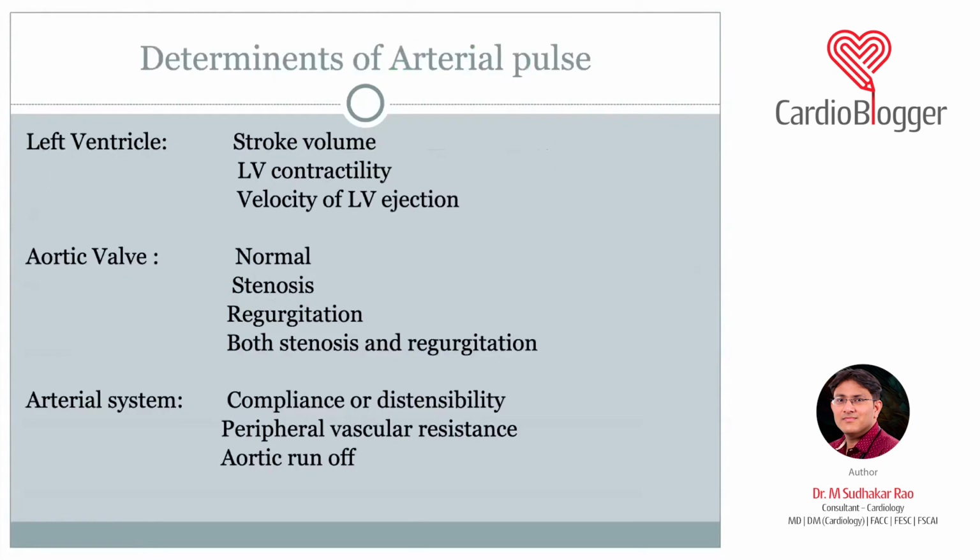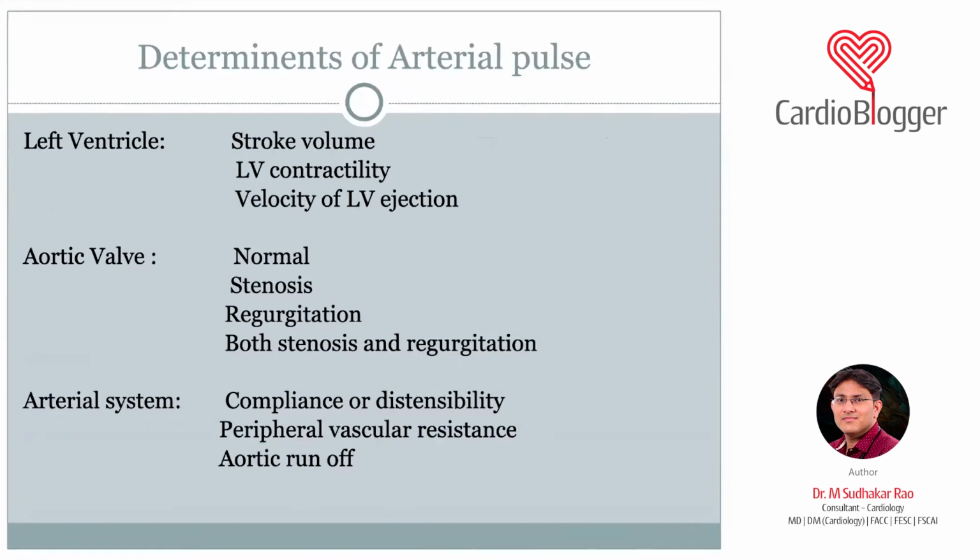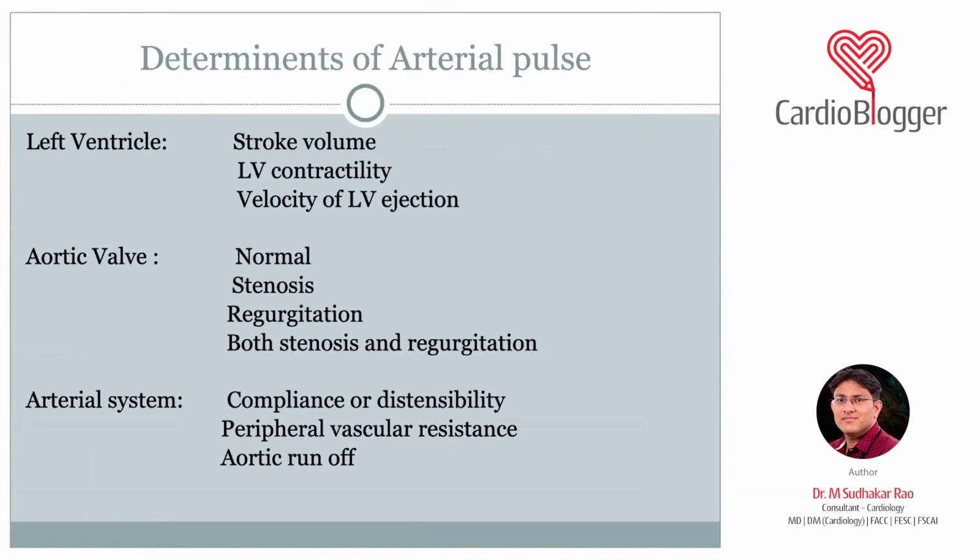Now, what are the determinants of arterial pulse? So it can be divided into left ventricle factors. The most important is the stroke volume. So how do we define stroke volume? It is the product of the cardiac output and the heart rate. Then the LV contractility, which is also affected by poor LV function as in CCF, LV dysfunction, and the velocity of LV ejection.